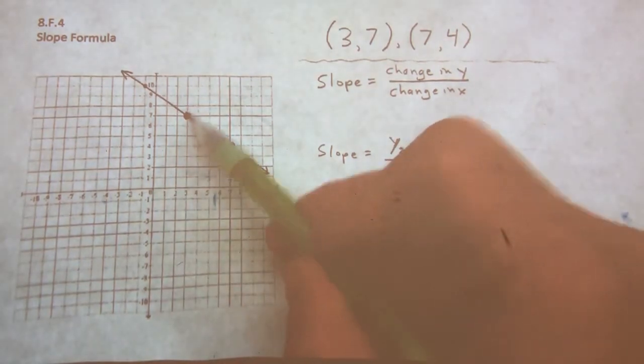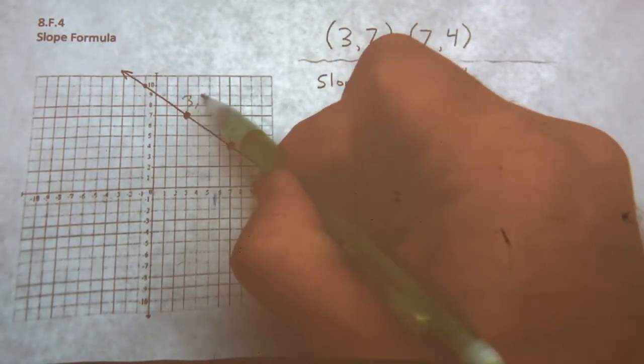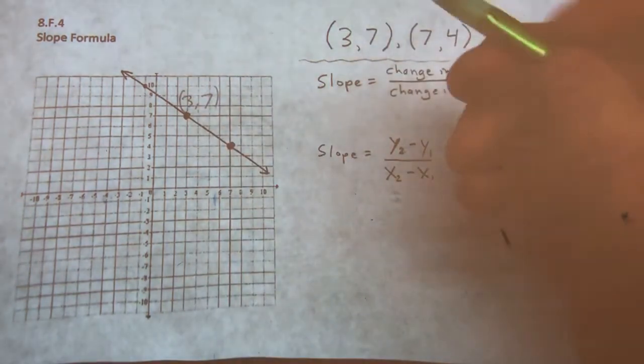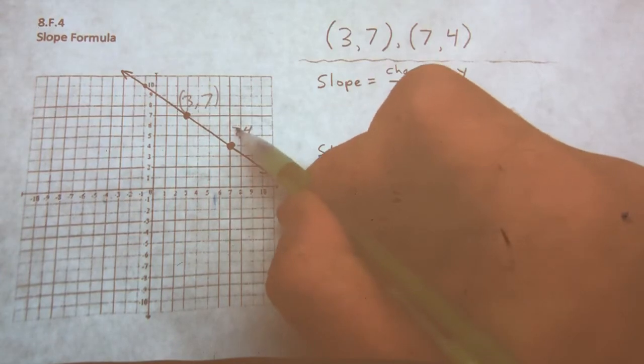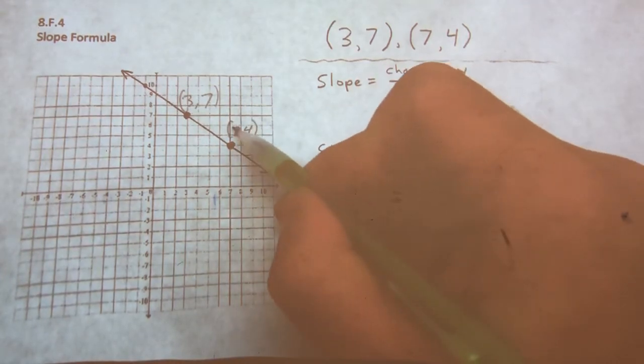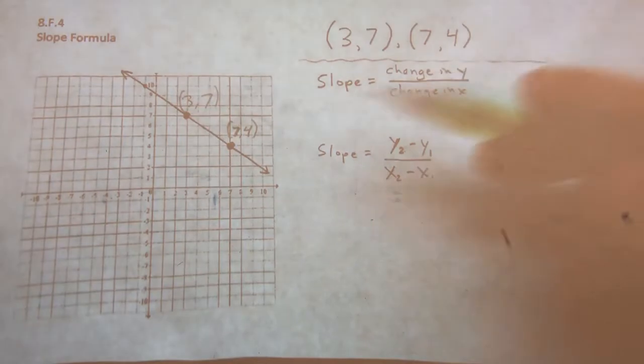That's that point right there. I'll label it on here, point (3, 7). And this is the point (7, 4). Now again, we don't need this graph to find the slope because we have the coordinates, but we'll use it as a reference.